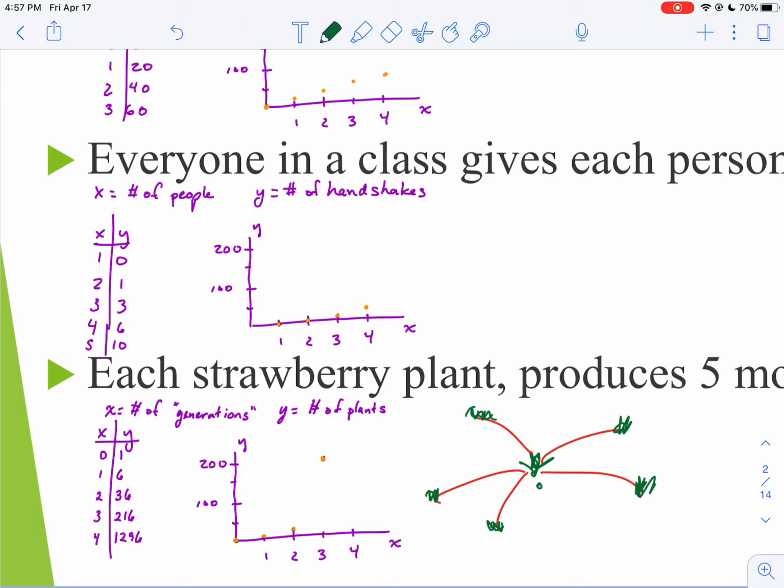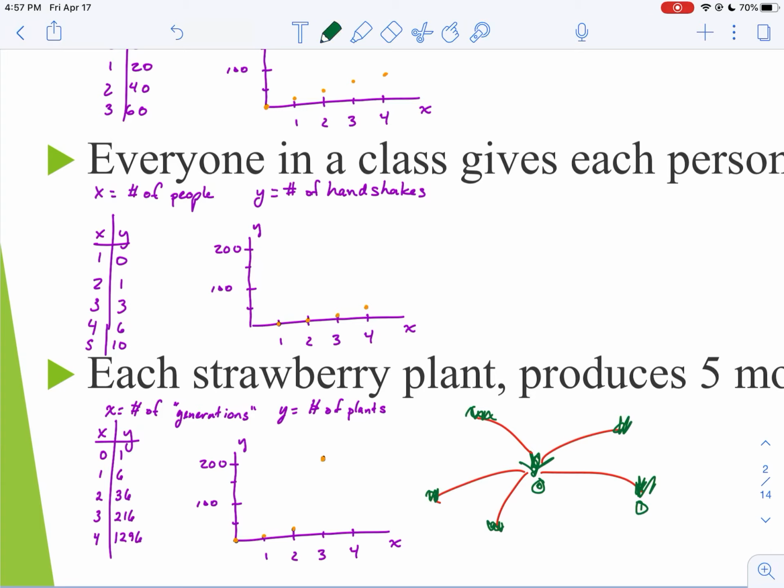I'm going to call this the 0 generation. This is the first generation. So at 0 generations, we have 1 plant. After 1 generation, we have 6. Do you see 1, 2, 3, 4, 5, 6? Okay. And then after the second generation, we're going to have 36 plants.